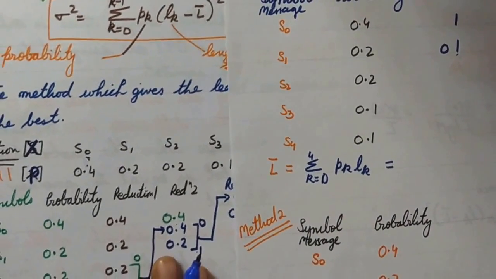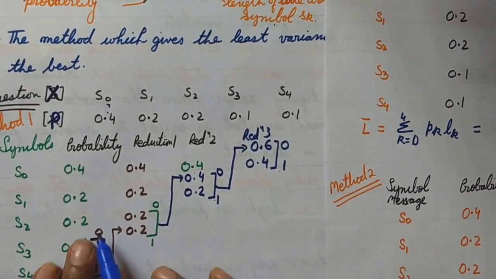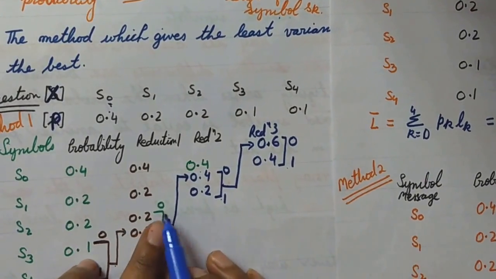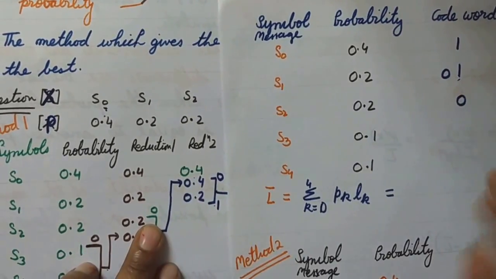Now the code word for S2, 0.2, it has got 0 assignment here. So this 0 becomes the LSB.